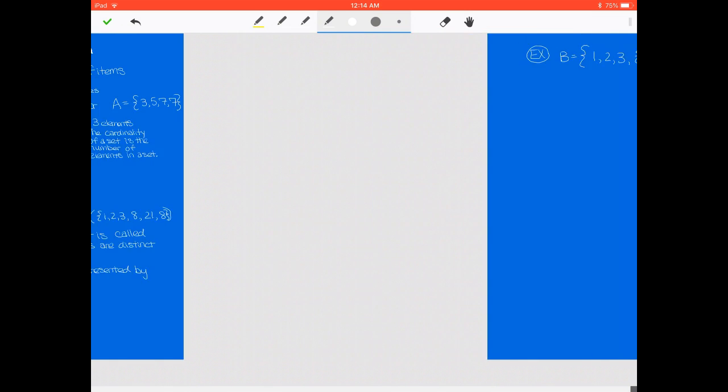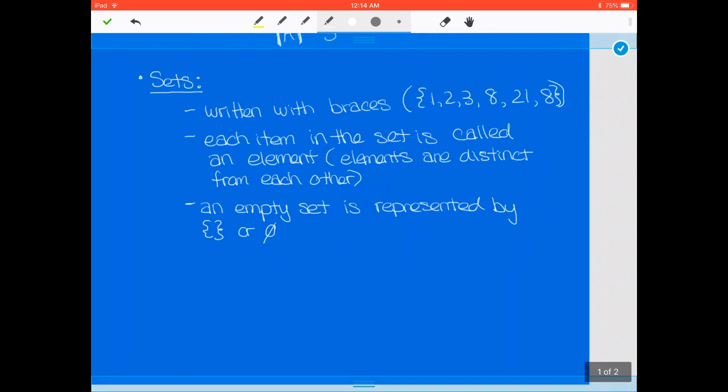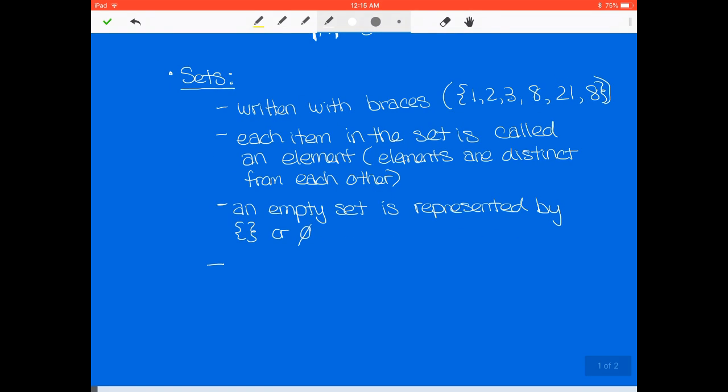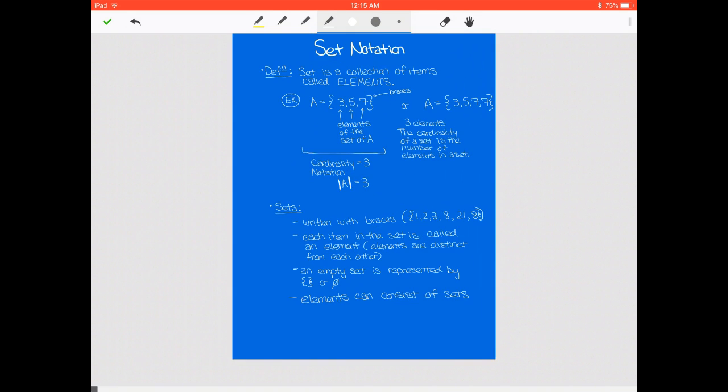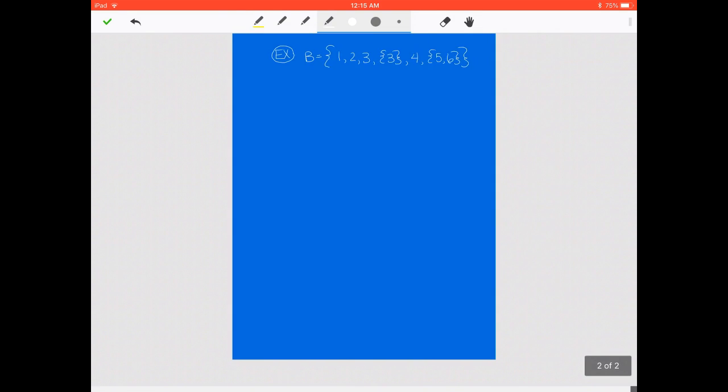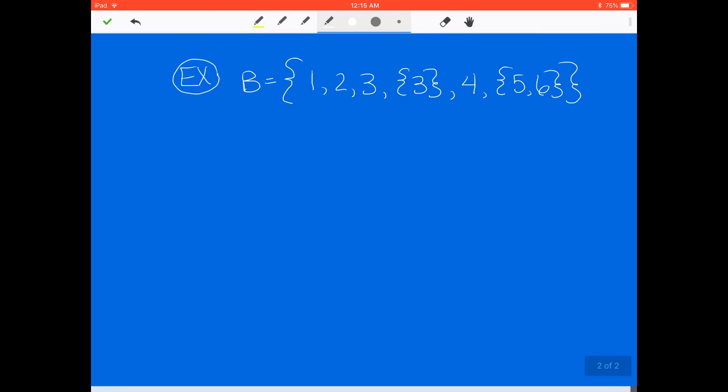Now another thing we could add to our list over here is elements can consist of sets. And we see that in our example here. So here we have a set, and here we have a set.